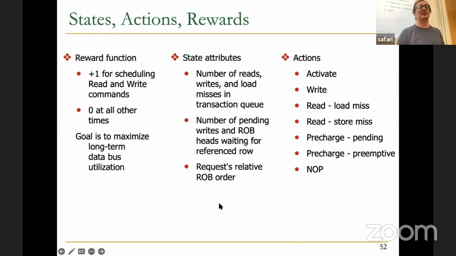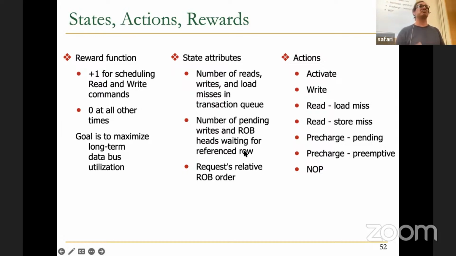State attributes is really what you could imagine. In this paper, we imagined 200+ different state attributes. And we basically did feature selection through a lot of simulations to figure out which state attributes are good things to consider when making this scheduling decision. And we found out some things that are interesting, right? Number of reads, writes, and load misses in the transaction queue, for example. Number of pending writes for a reference row.